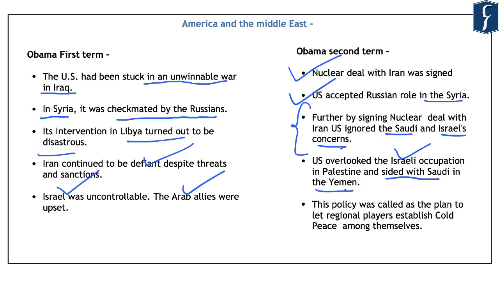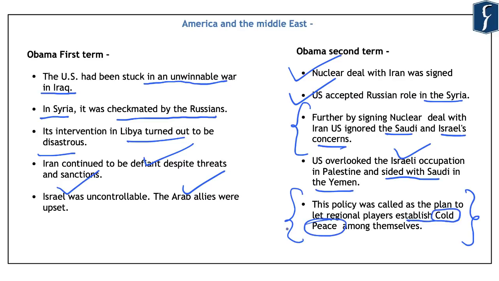So this shows that the US administration in Obama's second term had balanced its interests in the Middle Eastern region. And this is reflected by the US's signing of the nuclear deal with Iran, and that had brought concerns for Saudi Arabia and Israel. However, at the same time, it managed things with Israel and Saudi Arabia by overlooking the Israeli occupation in the Palestinian region and also by siding with Saudi Arabia in the Yemen crisis. And this policy of the Obama administration in the second term was called the plan to let the regional players establish cold peace among themselves.